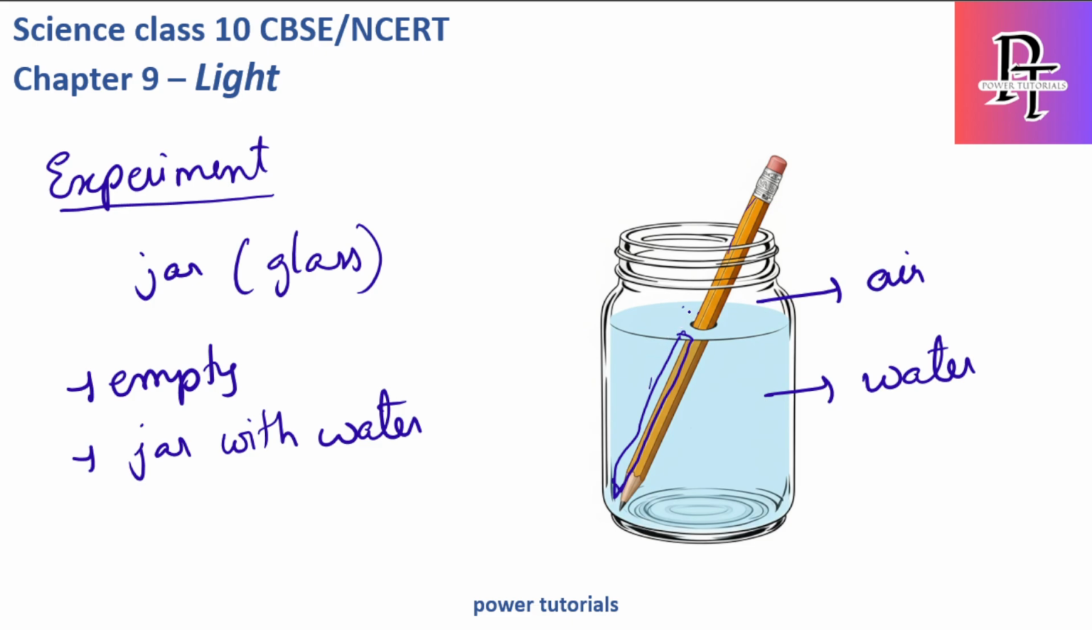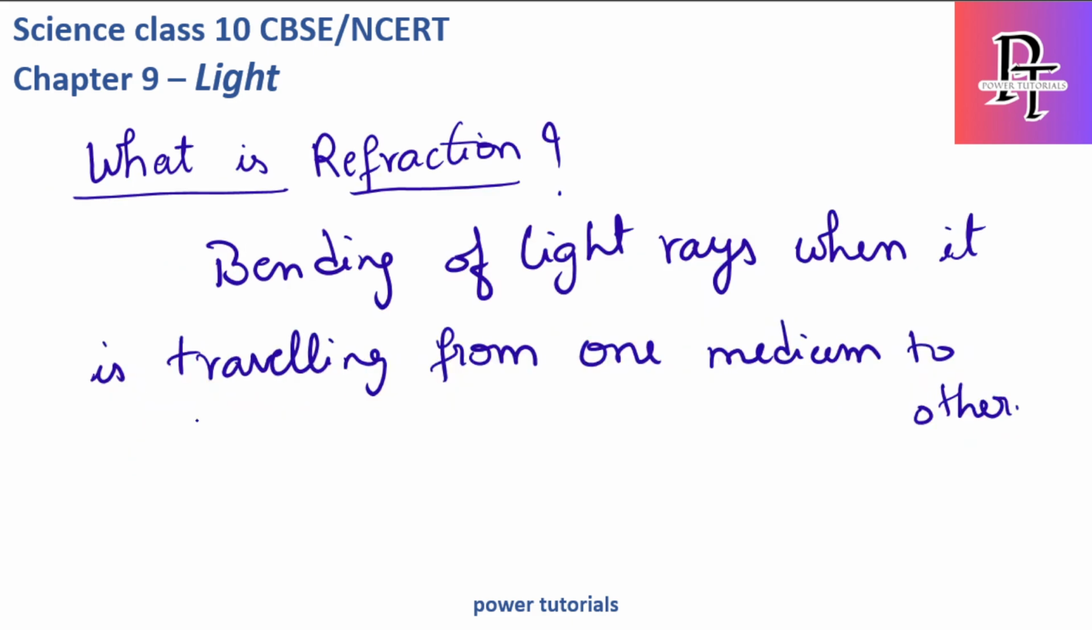So what is happening once it is the pencil, or the light ray using which we are able to see this object, is getting changed. Why? Because the light has to travel from medium 1 through medium 2, and as it is traveling through two different mediums, there will be a bending of light. So why will there be a bending? That is the main question. We understood what refraction is, but why is refraction happening?